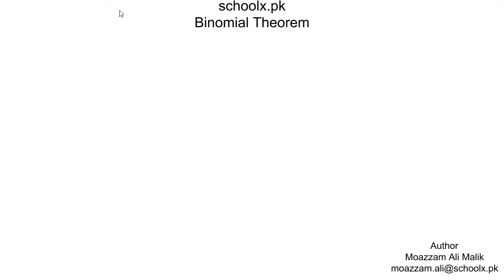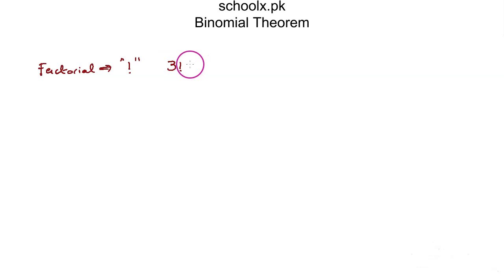To understand the topic binomial theorem, we need to understand the term factorial. Factorial is denoted by this exclamation mark symbol. For example, if I say 3 exclamation mark, in math it is read as 3 factorial. So what actually is 3 factorial? 3 factorial is 3 times 2 times 1, which is 6.